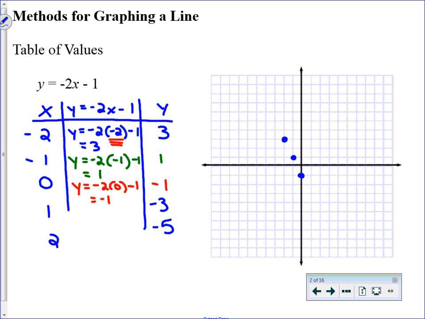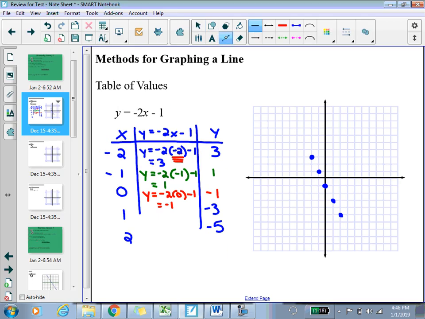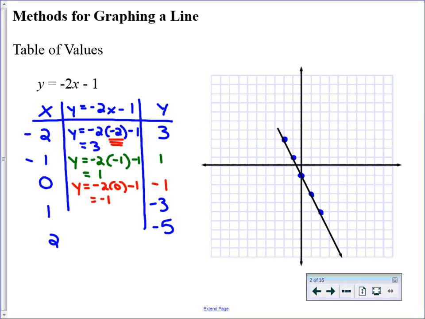And if you want, plug these in, check those out to make sure, but I'm going to go over and graph. So 1, -3 here, 2, -5, and now, just like before, we can use our nice line tool that we have, and we can make a nice straight line with your ruler. The big thing that you are going to want to make sure that you do is to make sure that both of these have arrows on the ends of them. So that's the review on your table of values.